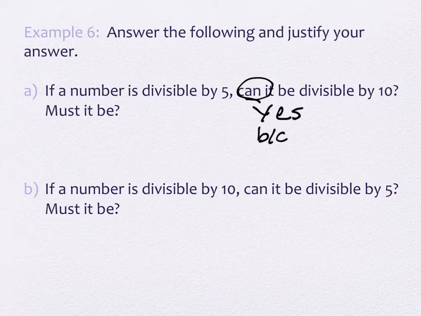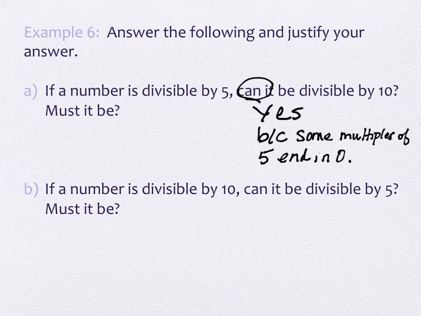Because some of them will end in 0. Right. Because some, we'll say multiples, some multiples of 5. I like the way you guys described that. Some multiples of 5 end in 0. Okay, so yes, it can be.